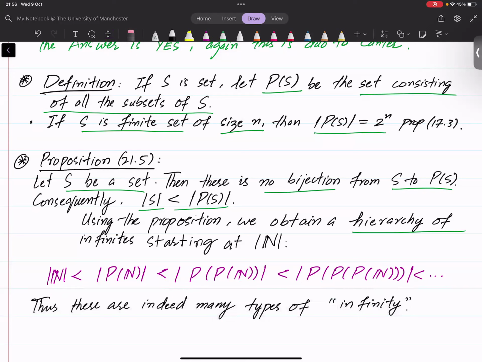We say that the cardinality of N is less than the cardinality of the power set of N, and similarly again the power set of the power set of N, and so on. Thus, there are indeed many types of infinity. And we will end this chapter at this point.